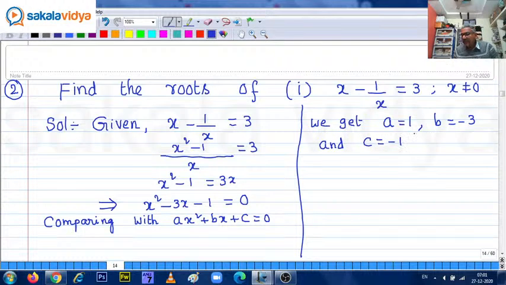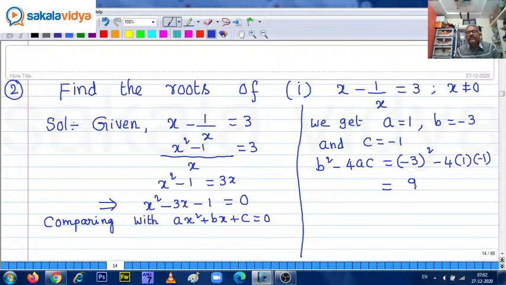This is a very important step. So first find out the b square minus 4ac value. What is the b square minus 4ac value? Minus 3 square minus 4 times a is 1, c is minus 1. This will be 9, minus 3 square, minus 4 into 1 into minus 1, that is plus 4. This will be 9 plus 4 is 13, b square minus 4ac.